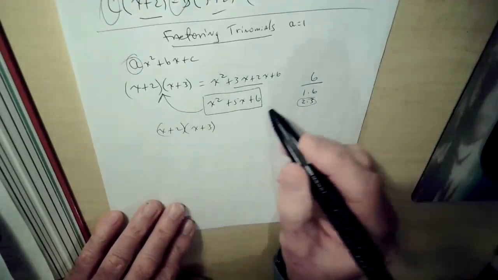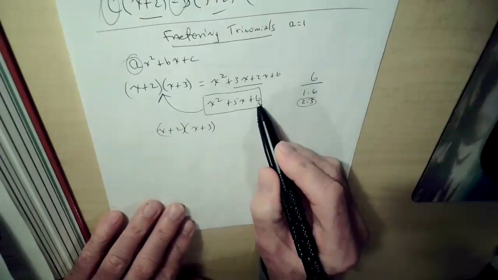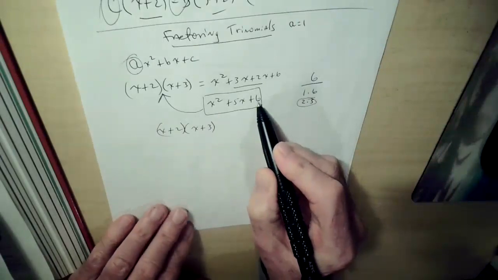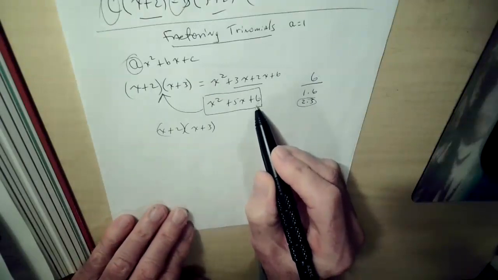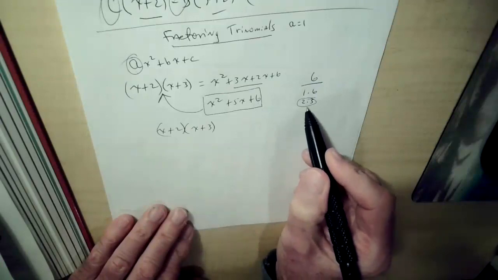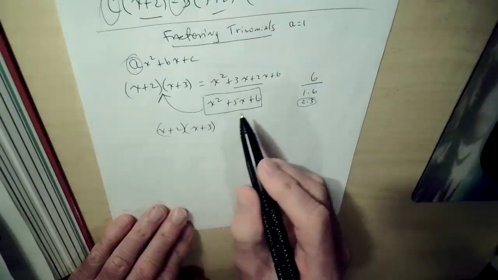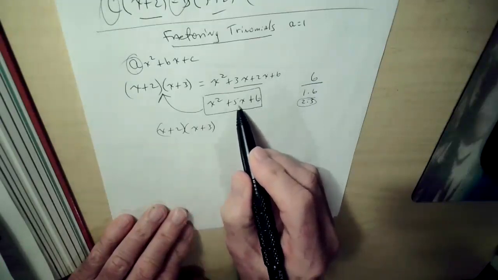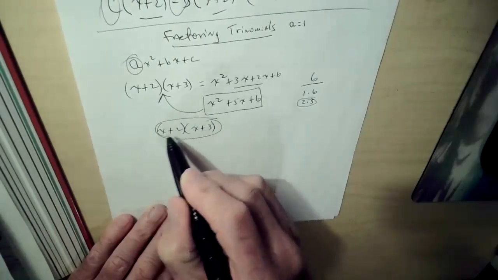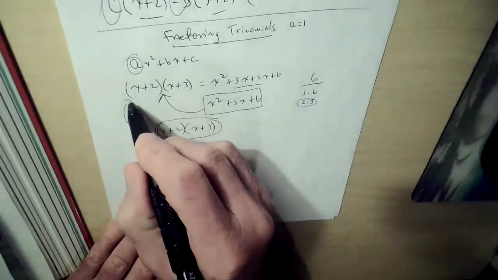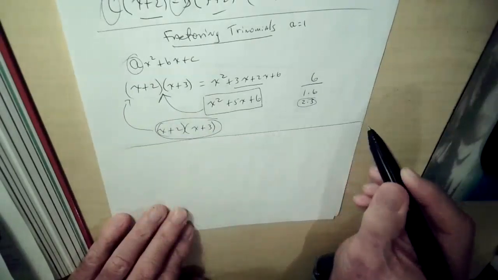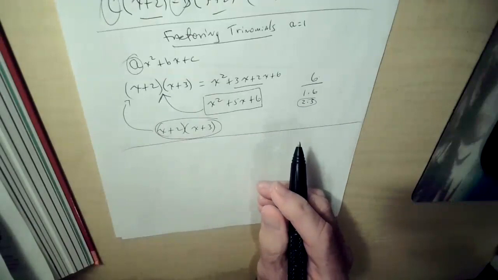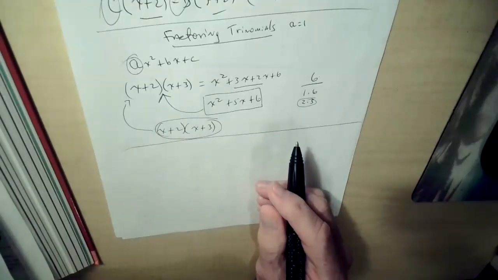2 and 3, right? So it's going to be x plus 2, x plus 3. Okay? We take the factors of 6. That's called the constant. We take the factors of the constant and find which two of these add up to the middle term, the linear term. So here we have, this is the same as x plus 2, x plus 3. Right?